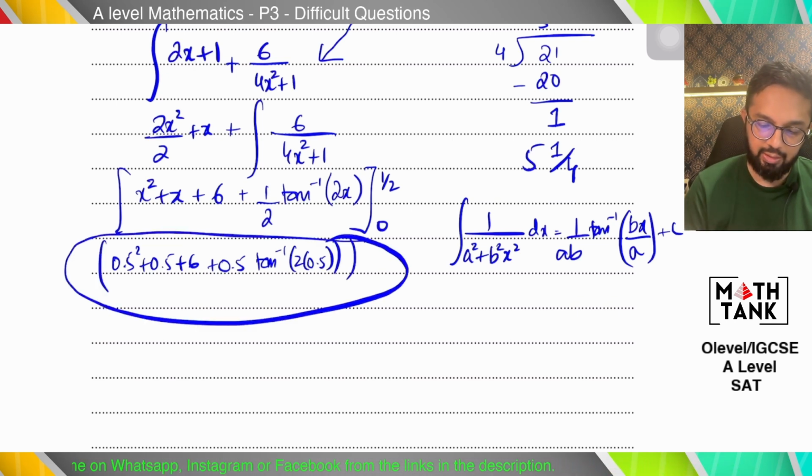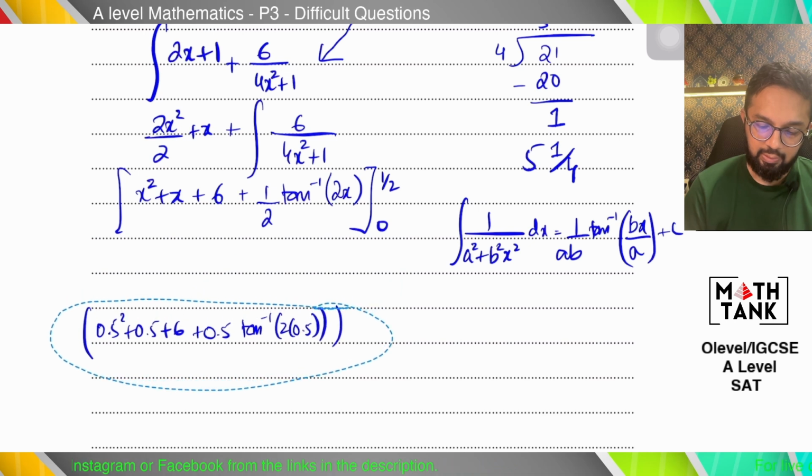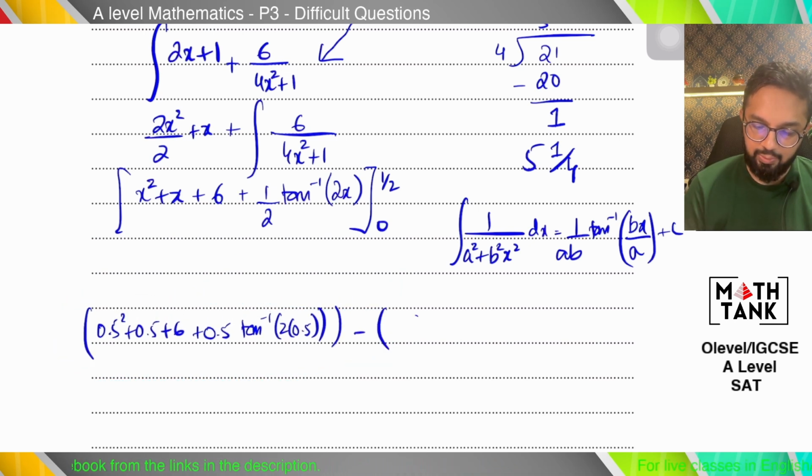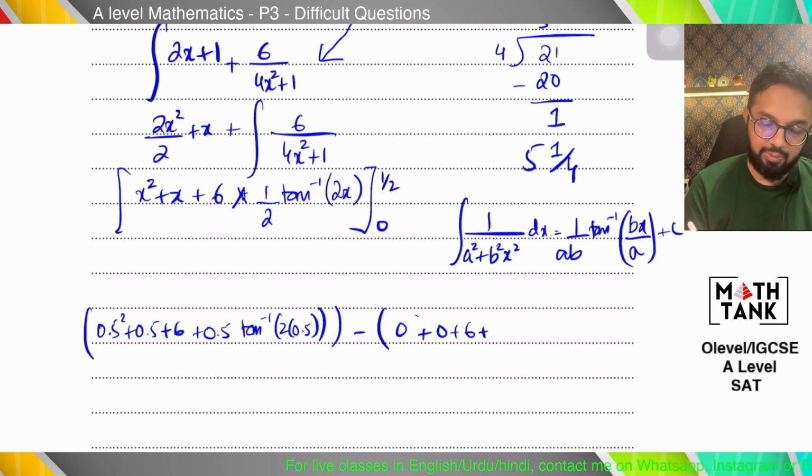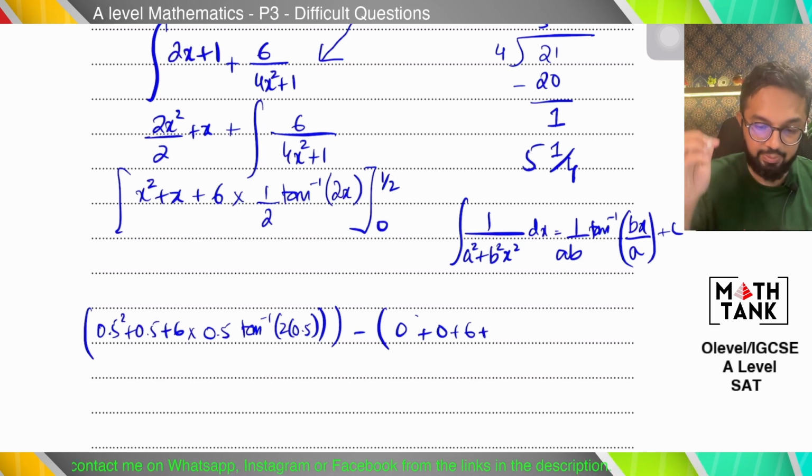Let's move that down so that I can write the lower limit as well. 0 plus 0 plus 6 times, okay, that wasn't 6 plus, that was 6 times, my bad. 6 times, because 6 is outside, it's 6 times.